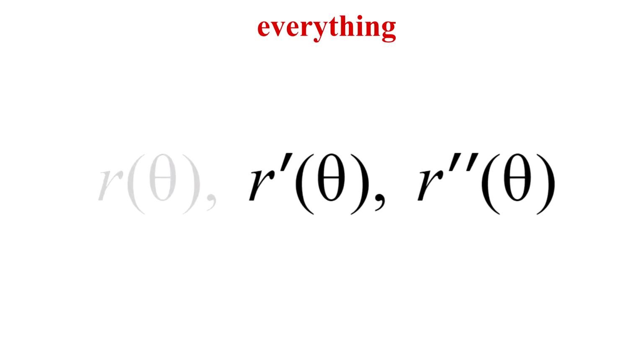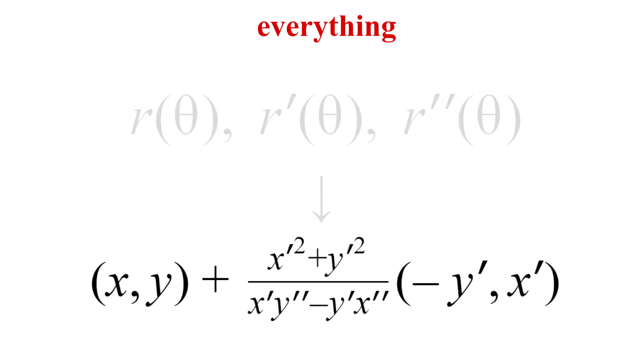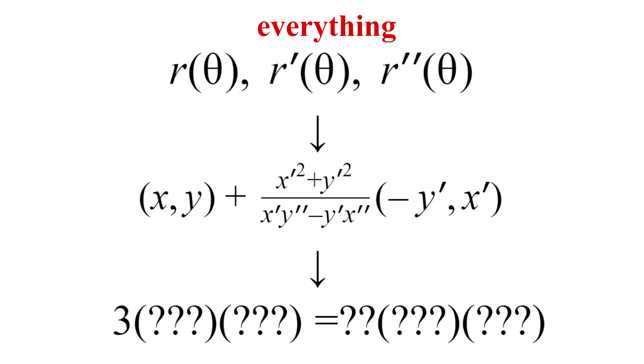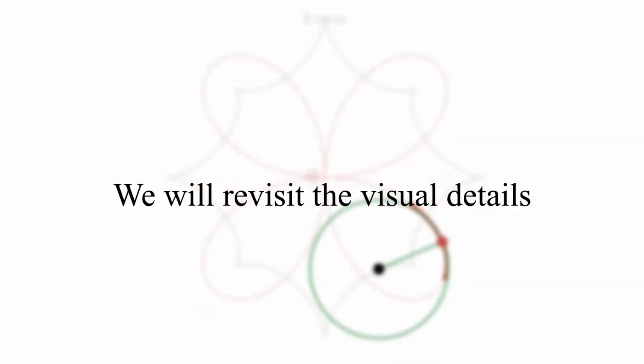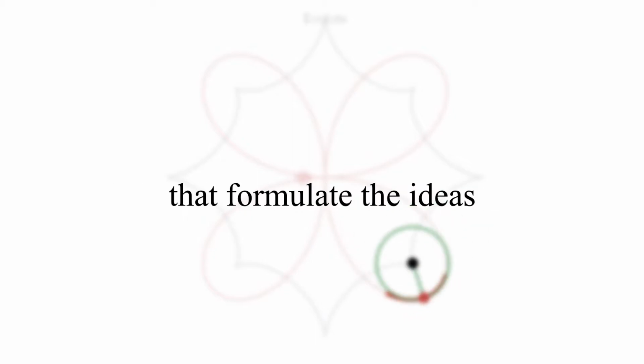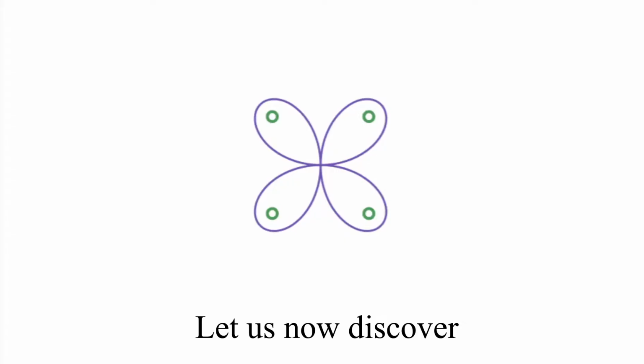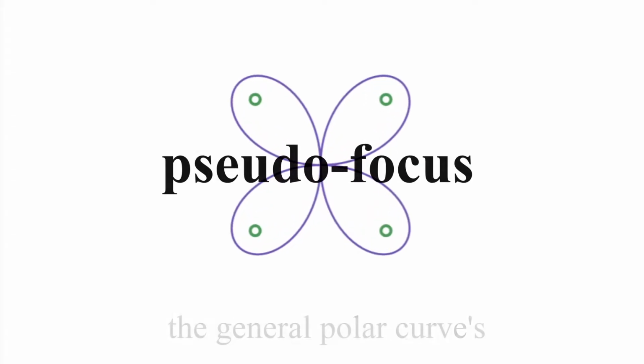And this everything will consist of evaluating the quote-unquote derivatives of the polar parameter, then coming up with the parameter of its evolute, and then deriving the pseudo-focus solving equation from that parameter. And doing this whole process, we will revisit the visual details that formulate the ideas behind the pseudo-focus. With all that is said, let us now discover the general polar curve pseudo-focus.